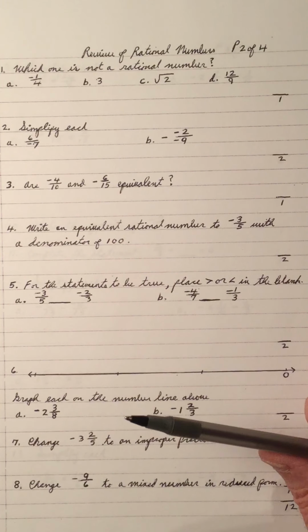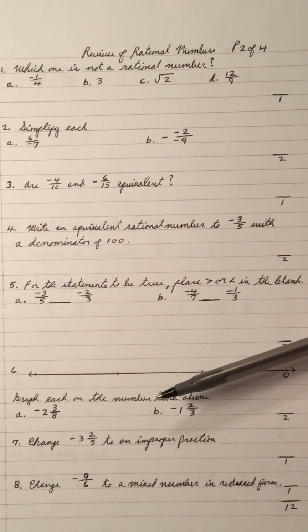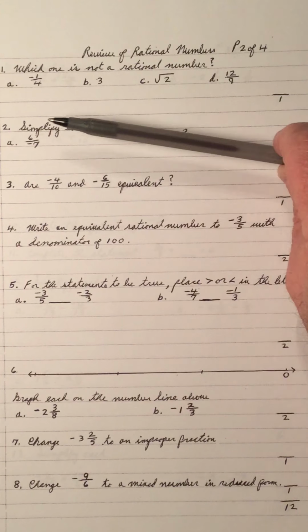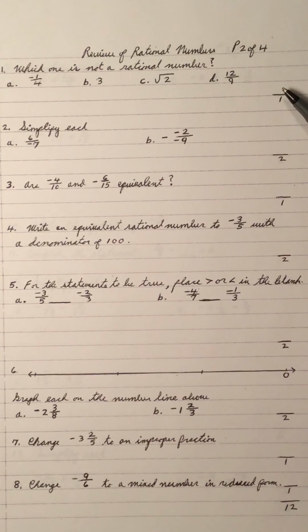Page 2 of 4. Notice I have all the questions here, and you may work out each one of these questions, and if you get it right when I'm going through, then put a 1, a 2, a 1, whatever, and total up the number on the page. So let's start. Review of rational numbers.